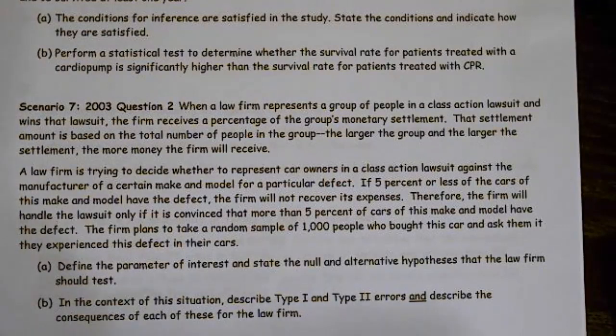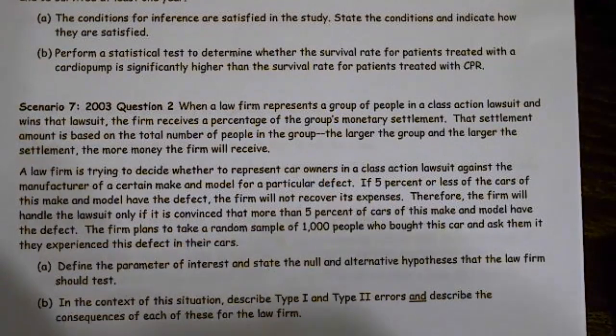This is scenario 7 of the take-home quiz, 2003, question 2. When a law firm represents a group of people in a class action lawsuit and wins that lawsuit, the firm receives a percentage of the group's monetary settlement. That settlement amount is based on the total number of people in the group. The larger the group and the larger the settlement, the more money the firm will receive.